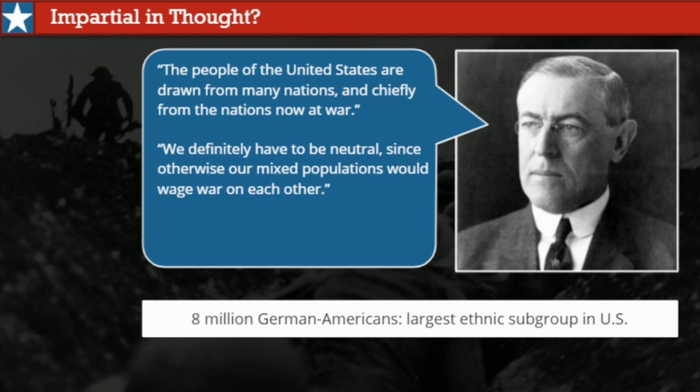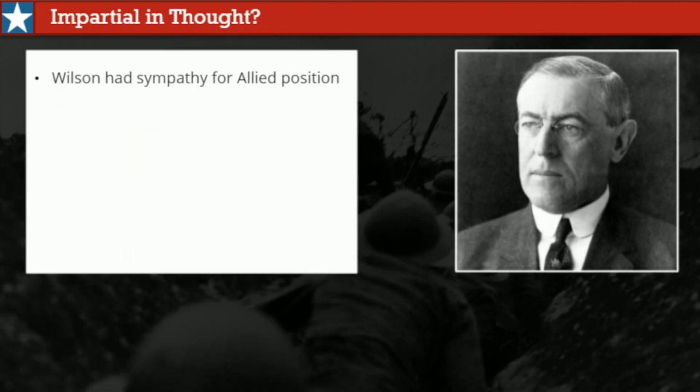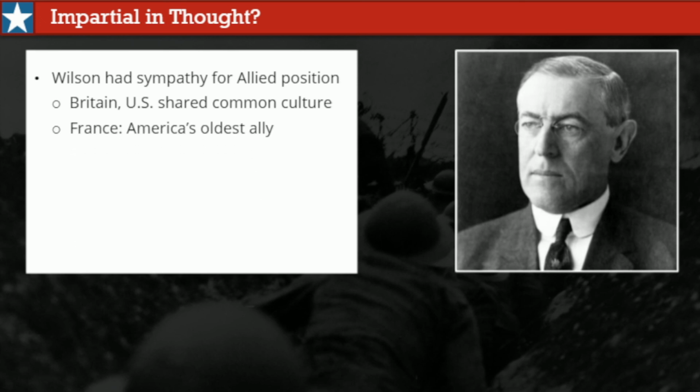But Wilson warned Americans that we must be impartial in thought as well as action. In other words, the president told Americans he expected them not to even pick favorites, let alone join sides in Europe's war. No one actually expected the American people to remain neutral in thought, and in fact, the president himself had strong sympathy for the position of Great Britain, France, and the Allies. Britain and the U.S. shared a common culture, language, and history, and France was America's oldest ally, having helped it win its independence at the end of the 18th century.